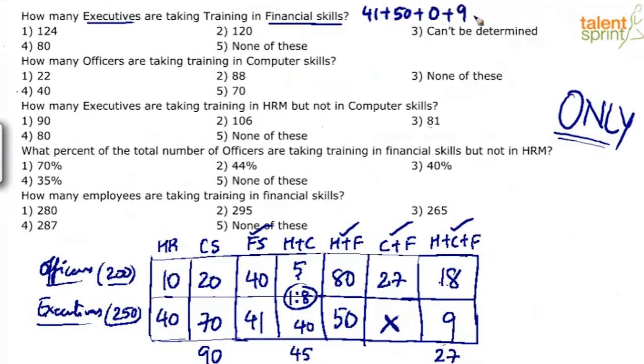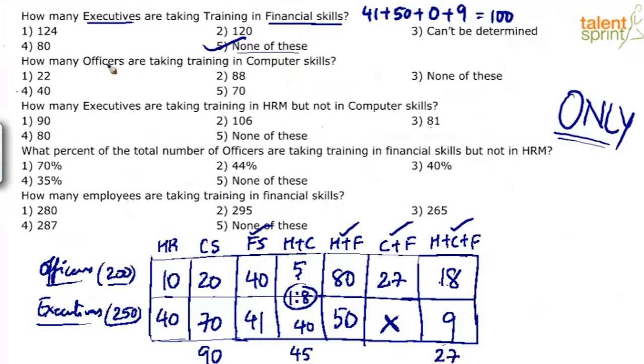0 plus 9. How much is that? 41, 50, 91 plus 9, 100. 100 should be the answer. Which option? 5th option, none of this. So even by 41 you are getting none of this. But my question is, did you mark none of this because you got 41 or because you got 100? You are lucky that option 5 is still the answer. But the actual value is 100, not 41.